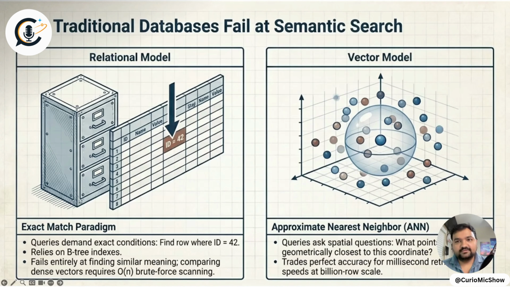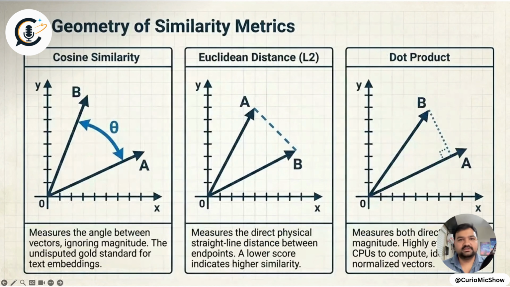So vector databases solved this by using approximate nearest neighbor search instead of perfect brute force scanning. They make a spatial-like index that can find similar vectors quickly. The trade-off is that traditional databases are built for exact conditions, whereas vector databases are built for similarities, and we have a geometry of similarity metrics. To search vectors, we need a way to measure closeness.